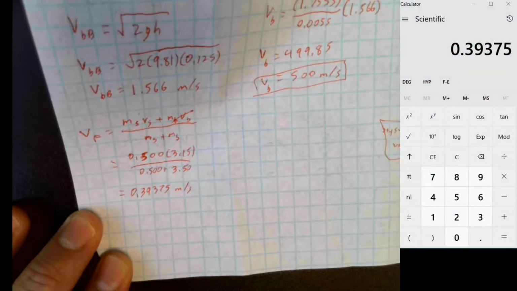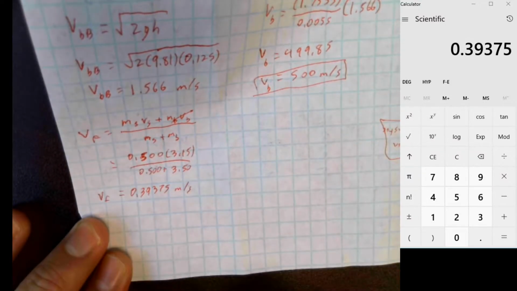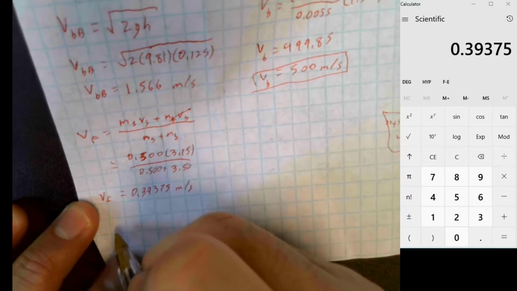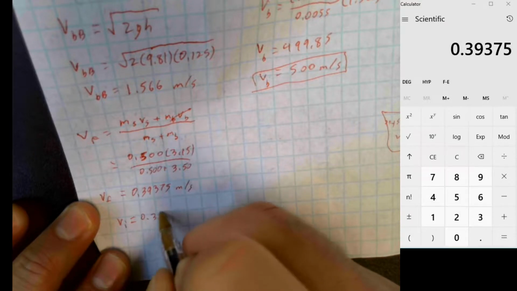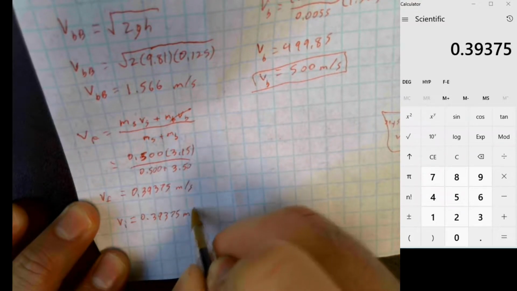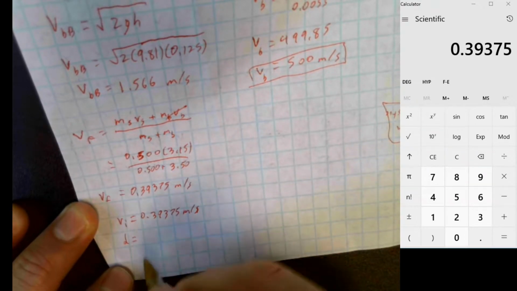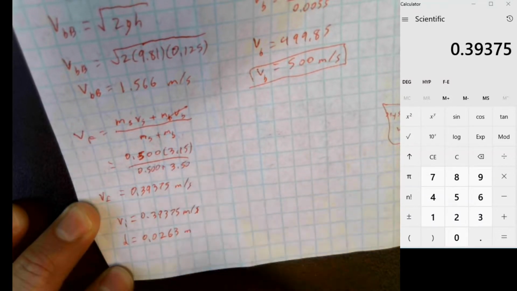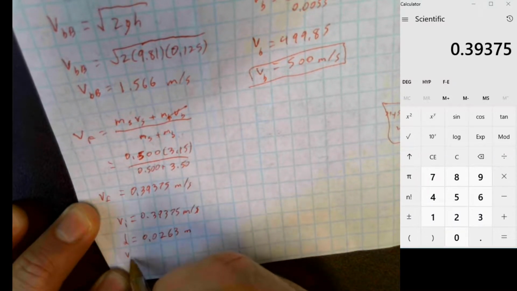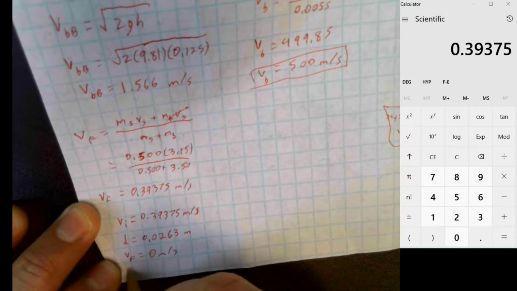My next thing I need to do in this problem is, now that I have this VF, it's really my VI in the kinematics problem. So 0.39375 meters per second is my VI. My distance traveled in this problem is the 2.63 centimeters. And my final velocity, because I'm going to stop here, is 0 meters per second. And I need to find the A.